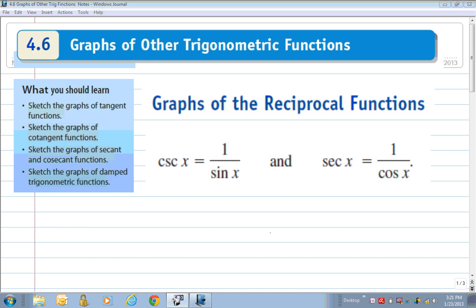All right, we're still going to start 4.6. This is graphs of other trigonometric functions. So we're going to go ahead and learn tonight how to graph cosecant, secant, tan, and cotan.